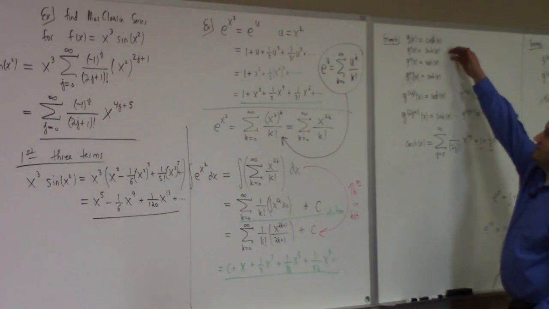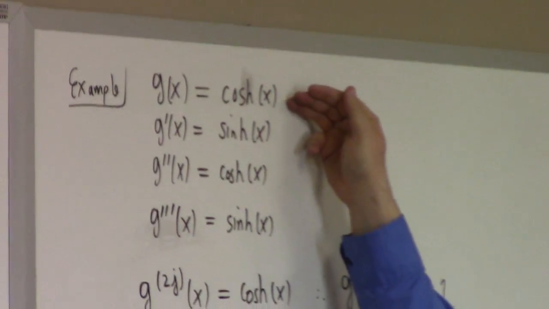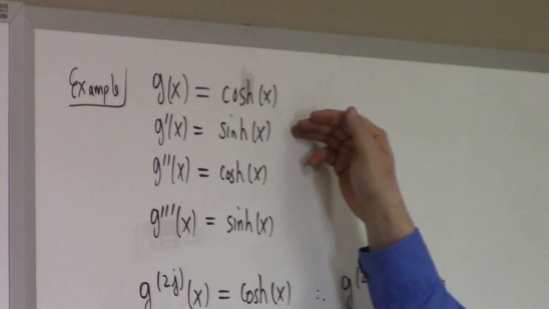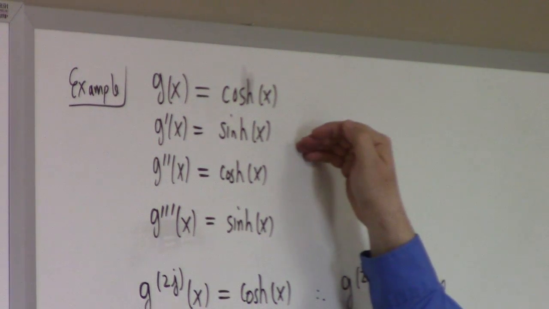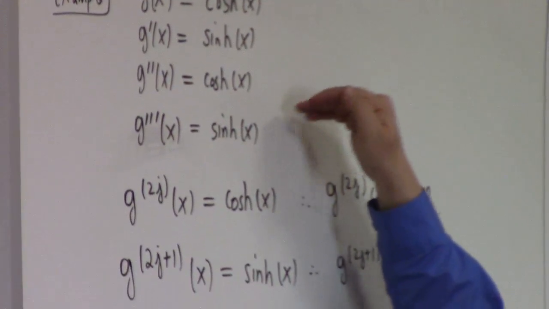Look, cosh is g of x. What's the derivative of cosh? Sinh. What's the derivative of sinh? Cosh. What's the derivative of cosh? Sinh, cosh, sinh, cosh, and so on. Oh, you get the idea.